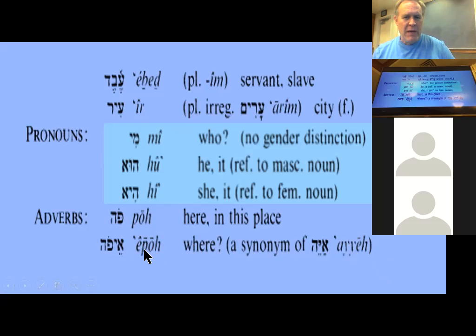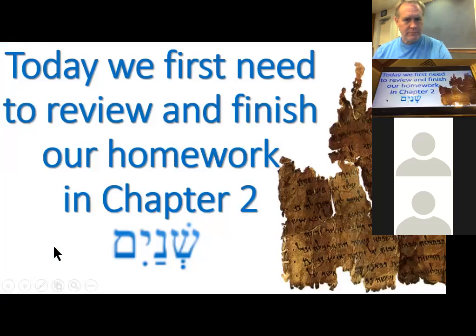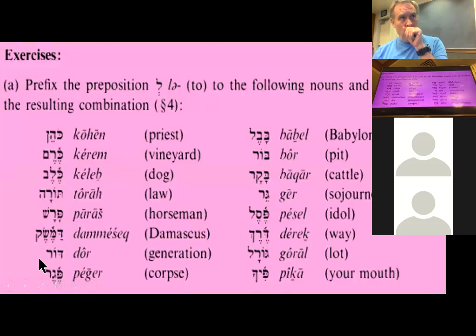Okay, so that's all the vocabulary words we have so far from chapters 1 and 2. We've got 12 more words today from chapter 3, but several more words we'll talk about as we go along. Okay, let's take a look at what we finished last week. Hopefully you finished your homework on chapter 2.